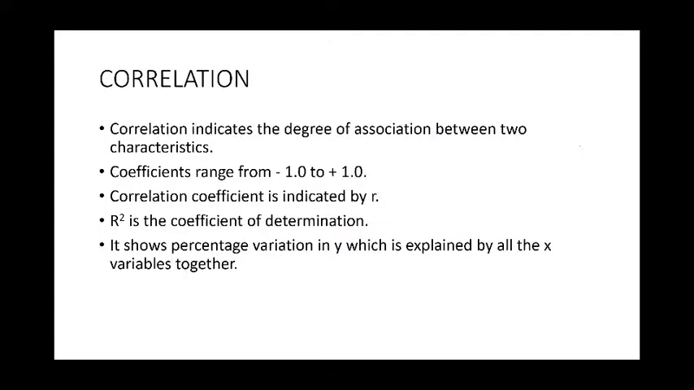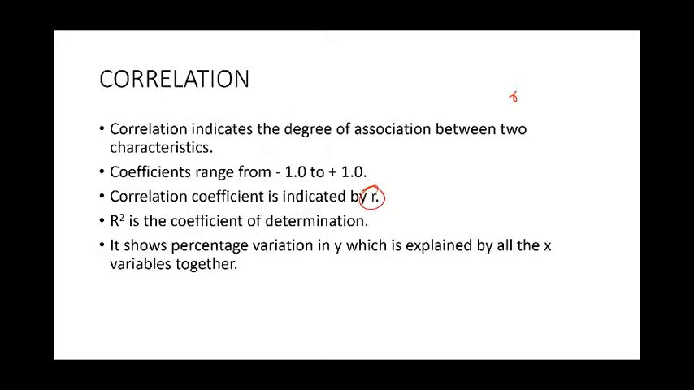Now we come to correlation. Correlation indicates the degree of association between two characteristics. A correlation coefficient, which is labeled as R, can range from -1 to +1. So a correlation could be a positive correlation or a negative correlation, and the maximum correlation that can happen is 1. If it's positive, it will be +1. If it is negative, it will be -1. So it is indicated by R.